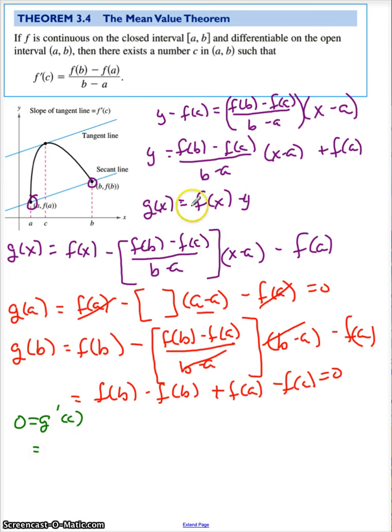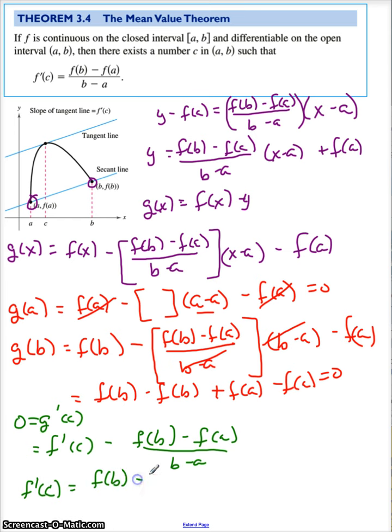So what is the derivative of g with respect to x? Well, that is going to be f prime at c minus, and I'm just taking the derivative with respect to x and evaluating it at c, f at b minus f at a divided by b minus a. The rest of those are constants, so they go away. Now this is 0. Let me solve this for f prime at c. This is f at b minus f at a divided by b minus a.